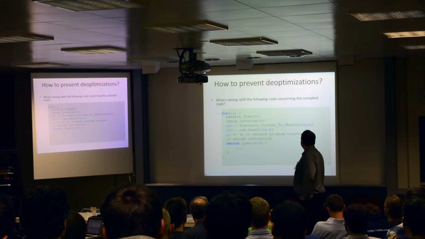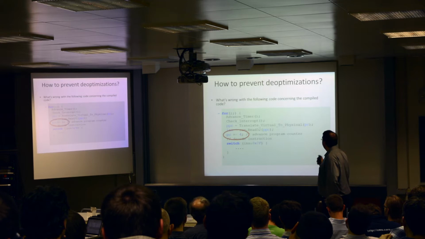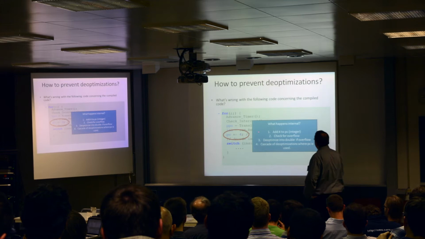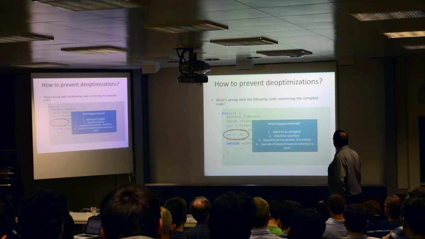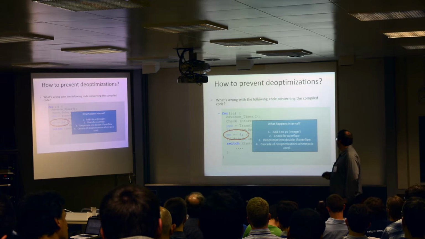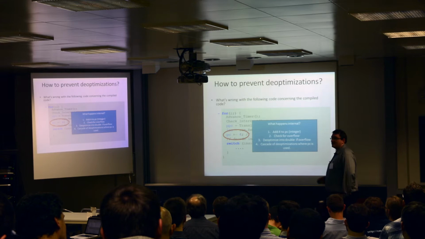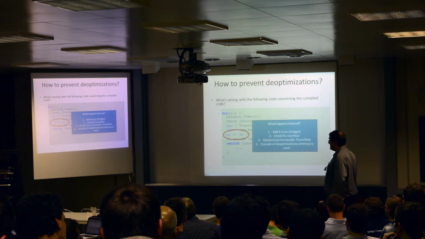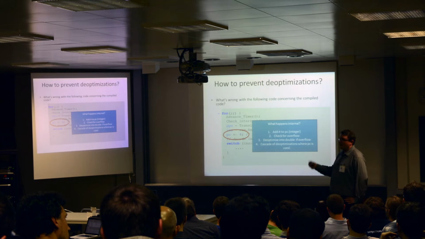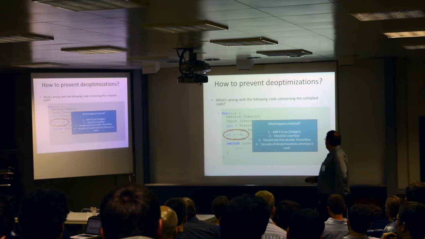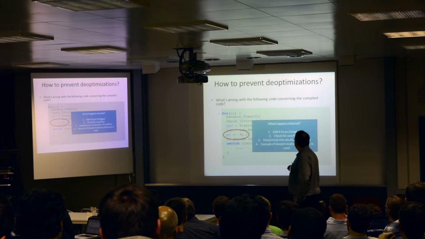What's wrong with the following code? Well, what happens actually internally? PC is assumed to be an integer. You add 4 to PC, and then it checks for overflow. In case of overflow, it de-optimizes this PC value to a double. And even more important, everywhere where this value is used, there's a cascade of de-optimizations. For the boot code, that means you run it for 10 seconds at something like 20 MIPS, and then immediately it drops to 0.1 MIPS or something. Exactly something like this happens here: I reached an overflow.